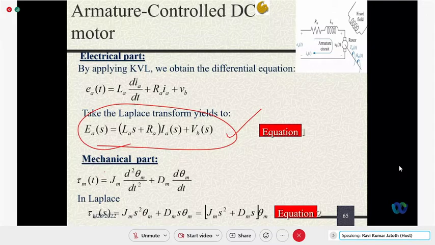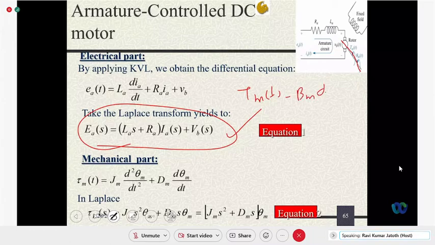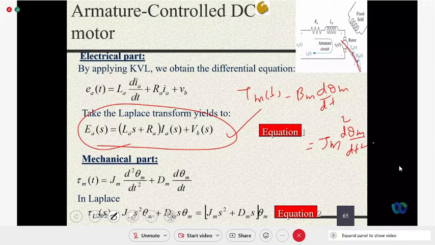Now, another part is the mechanical part. When torque TM of t is applied, and the friction torque is considered, then TM of t minus BM d by dt of theta M is equal to JM d square theta M by dt square, is it not? This armature current produces torque.